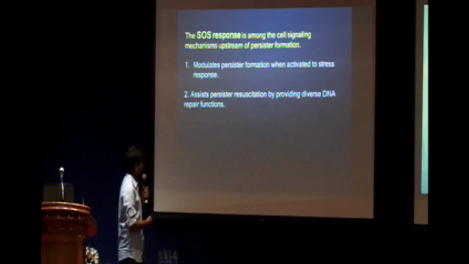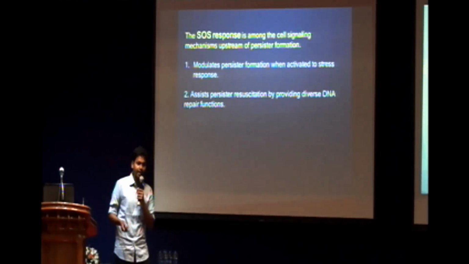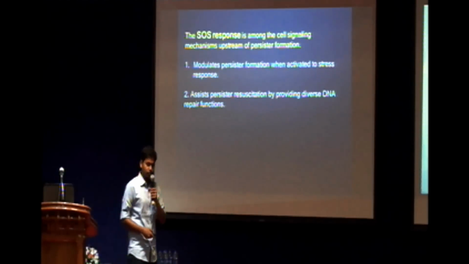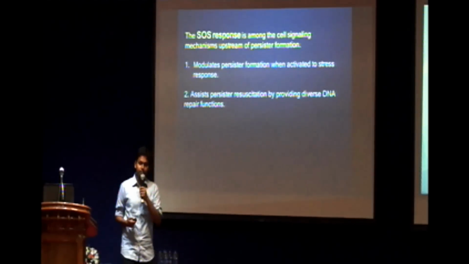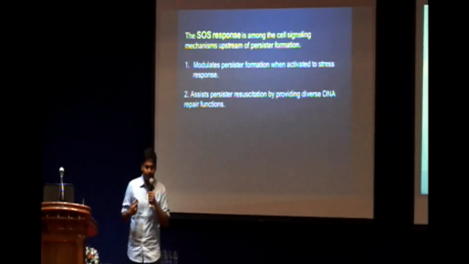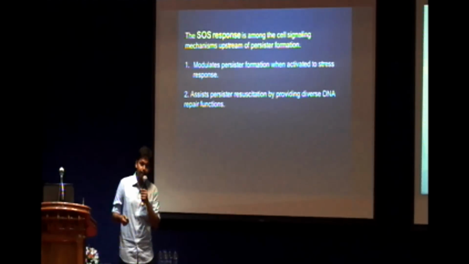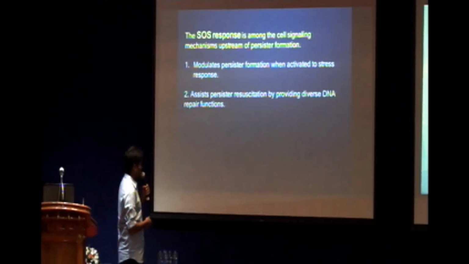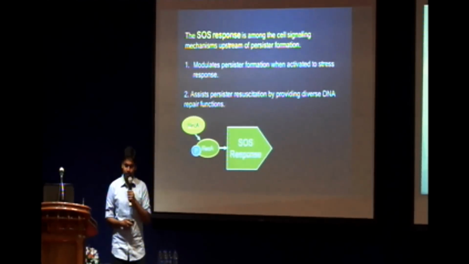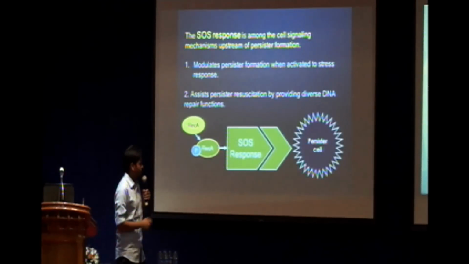Now, the second factor of interest to bacterial persistence is the SOS response, which is among the cell signaling mechanisms upstream of bacterial persistence. It has a twofold function. First, it modulates persister formation when induced by a stress response, and it helps in the resuscitation of persister cells by providing diverse DNA repair mechanisms. Here comes RecA. When activated, it induces the stress response, or the SOS mechanism, the DNA repair machinery in bacteria, which again induces the formation of persister cells.